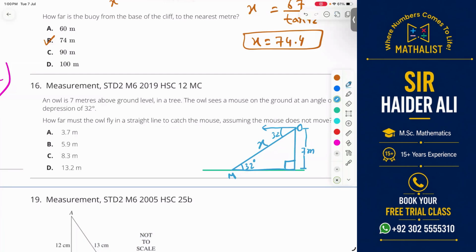Is it sine? Yes, I will use sine 32 equals 7 over x. Okay, x moves to the other side and sine 32, and then I solve it, okay?